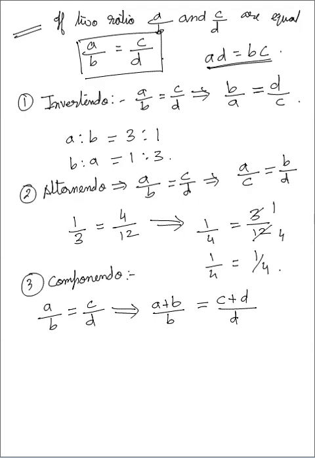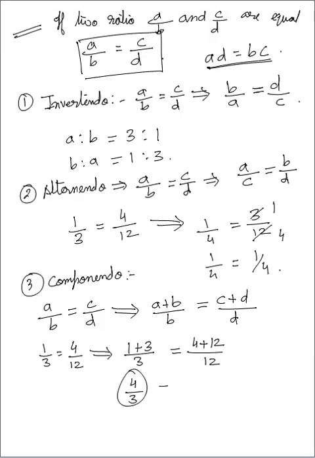Okay, so again I can take the same example. 1 by 3 is equal to 4 by 12. So what is A plus B? It will be 1 plus 3 divided by 3 is equal to 4 plus 12 divided by 12. So the LHS is 4 by 3. Here it is 16 by 12, and 4 fours are 16, 4 threes are 12. So 4 by 3 is equal to 4 by 3. Okay, I am taking these values, you can take any values.